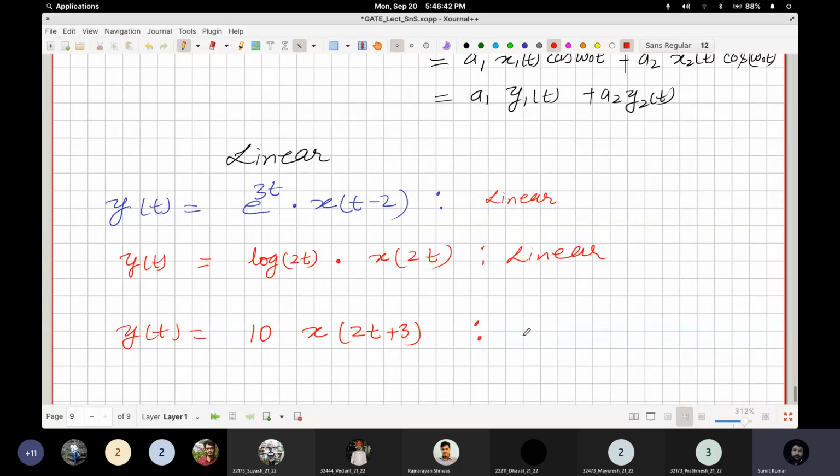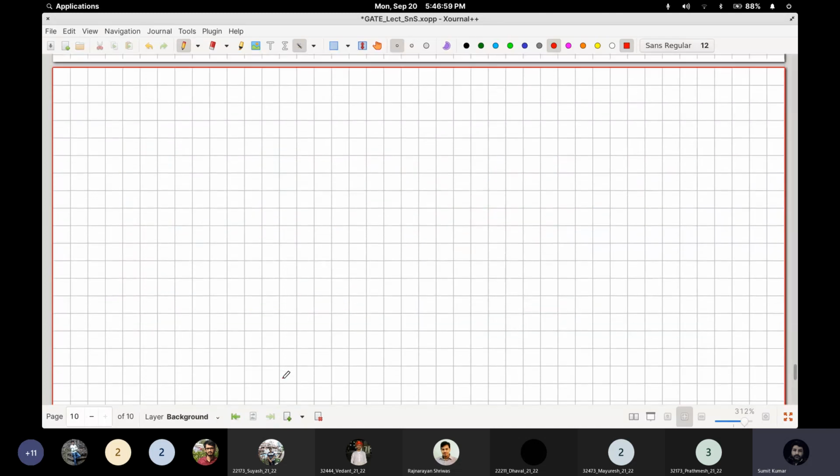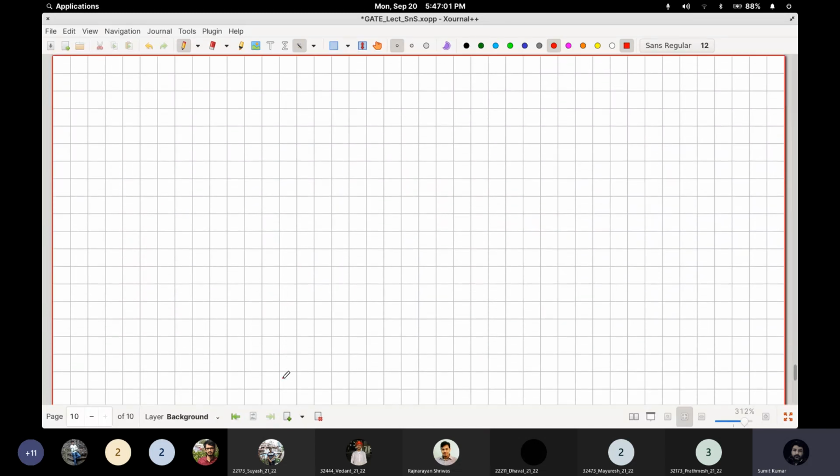Will this be linear or not? Yes, sir. 10 is also a constant which is a function of time, isn't it? The only thing is that it is a constant. So this is again going to be linear. Okay, so based on this you can find out these many questions and all of them are going to be linear. Now let me just slightly change the problem.